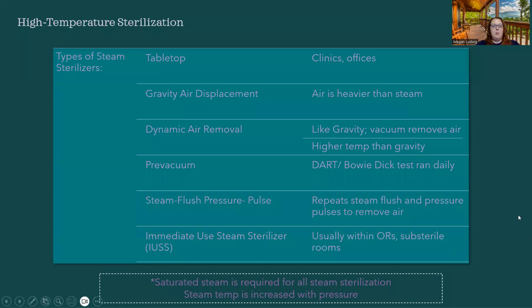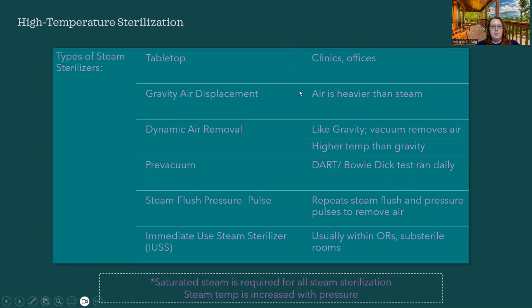So, some types of steam sterilizers. There's not just one steam sterilizer. There are several, okay? So this first one is tabletop. If you're working in a hospital or a big OR or something, you probably won't have the tabletop. This is the smallest of them all. So you're going to see those in clinics, offices, maybe even tattoo parlors. That's something they would have.